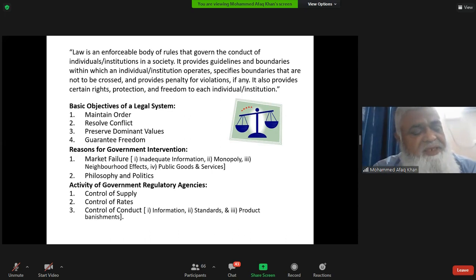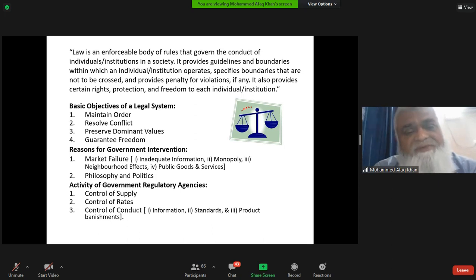Now this guaranteeing freedom means that the law gives freedom to people or institutions to operate, to conduct themselves. But then there are certain boundaries also, as I had given in the definition itself. Although there is freedom to each individual or institution, there are certain boundaries which are specified under the law and they are not to be crossed.